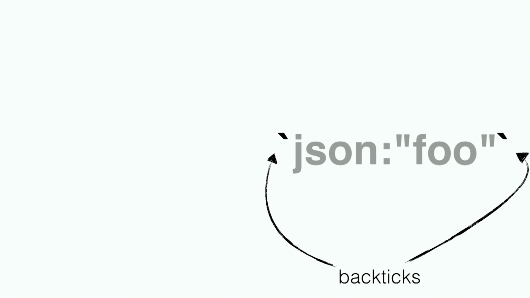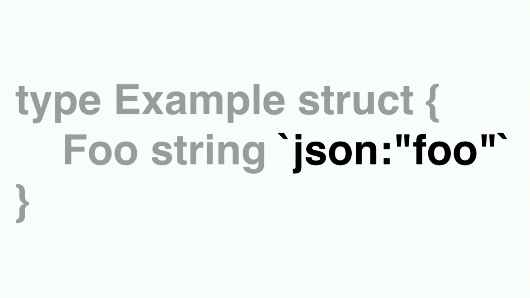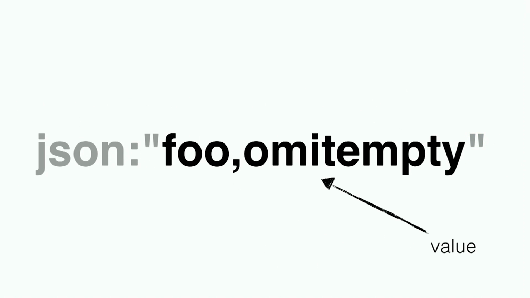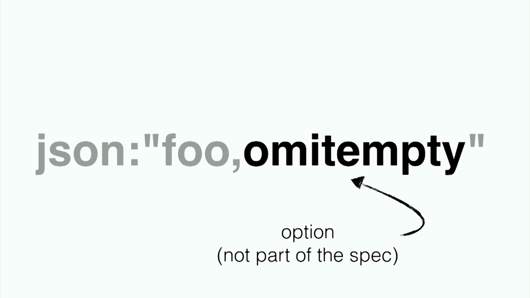And then finally, you have to use backticks. You have to quote the whole thing, so you can append it to the struct field. You can also use normal quotes, but this is not fun to work with, which is why we use backticks here. One more important thing is that the value is quoted, and the value can be anything. But we use something like omitempty, which comes after a comma. This is not part of the spec, and it's called an option. Many packages, like the encoding/json package, use this notion, but it's not part of the spec.